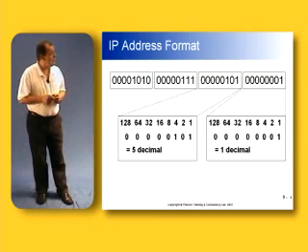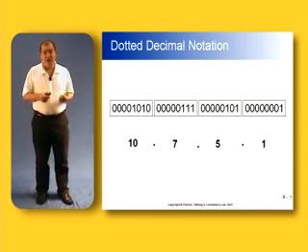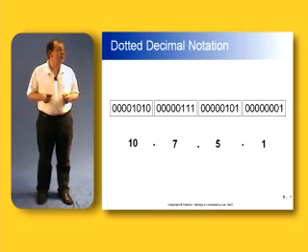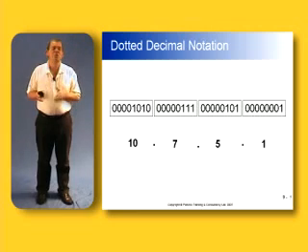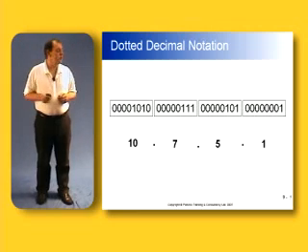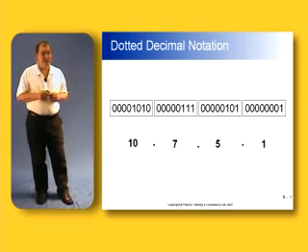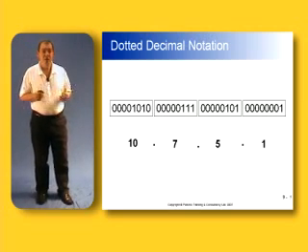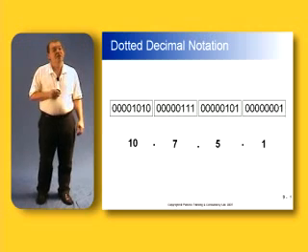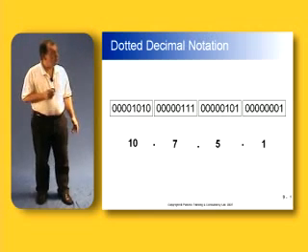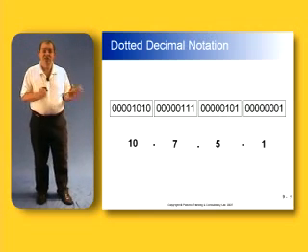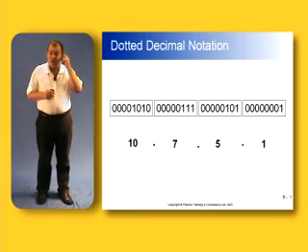And what we get are 4 decimal numbers, 10, 7, 5, and 1. And just to separate them so that we can understand each one relates to a specific octet, we're going to put a dot between them. And that's what's known as dotted decimal notation. So our IP address at the end of the day can be described as 10.7.5.1.